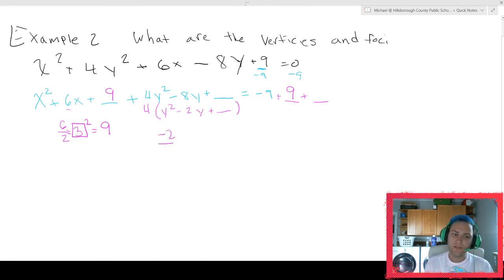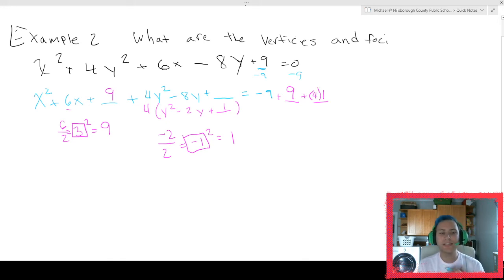Negative 2 divided by 2 gives me negative 1. Square that number, and I get positive 1. So I put a positive 1 here. When I go over here to add, though, you got to be careful. If you just put a 1, you've done it wrong, because we didn't add a 1 to this side. When I redistribute this 4, we added a 4 times 1 to that side. So you always have to take whatever this number is and multiply it by whatever you factored out. Then I can do all my stuff over there.